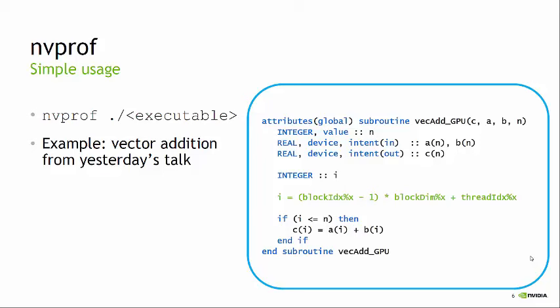So here's the vector addition kernel I showed yesterday, a CUDA Fortran kernel. I should note that all the profiling tools work for OpenACC and CUDA Fortran and CUDA C, and pretty much anything that runs on the GPU they will work with. So the reason this is CUDA Fortran is just, why not, I guess. So this could easily be an OpenACC application. Using it's easy, so we just run our executable as normal, but preface it with nvprof.